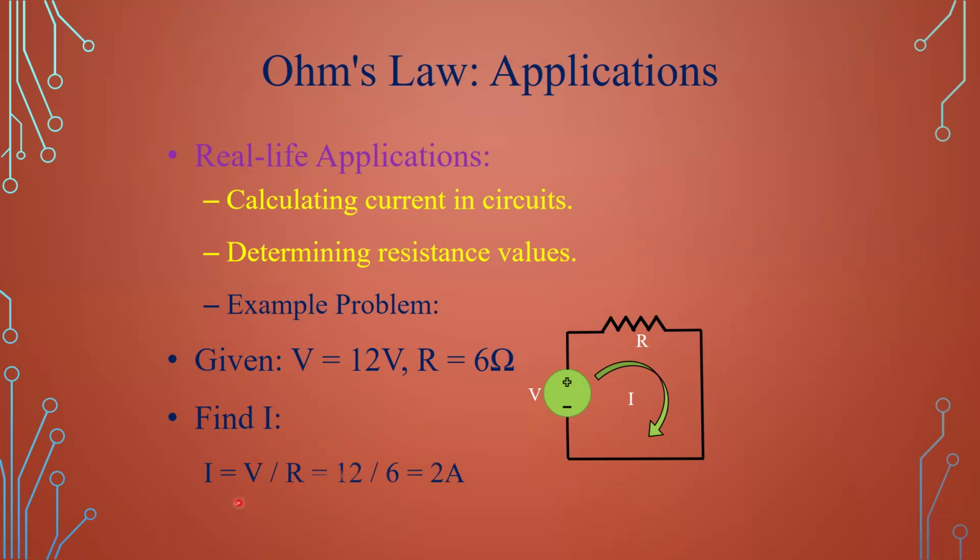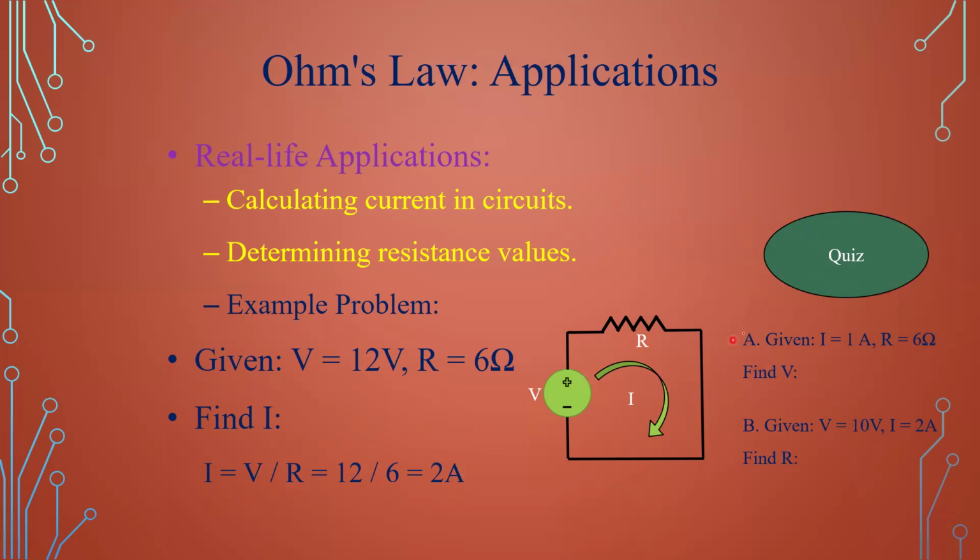So obviously here we have applied the formula for I, that is V over R. V is 12 volt, R is 6 ohm, and that is why the resulting current is 2 ampere. So there is now this quiz for you.